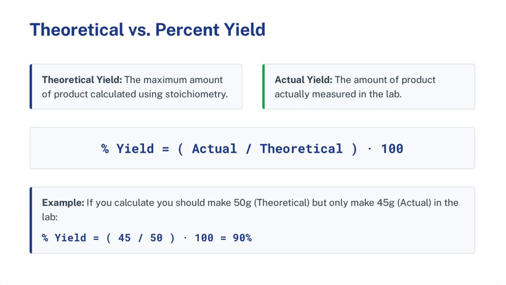Example, if you could calculate that you could make 50 grams but only made 45, what is the yield? And that's 90%. Personally, in my high school chemistry class, I did not have to do yield. I just did like percent errors and stuff. So I learned something too.